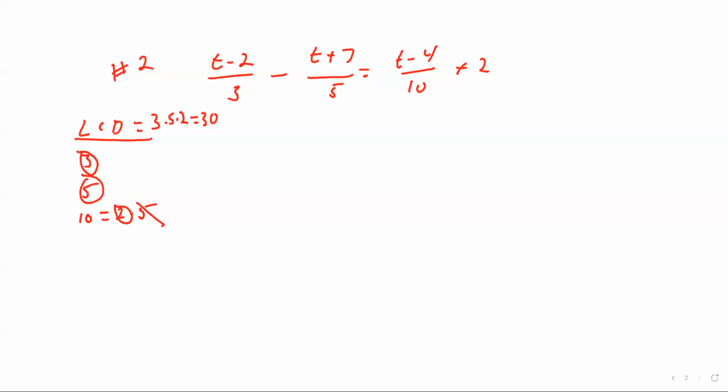So I'm actually not going to even focus on what do I need to multiply 3 by to make it 30. That's what you would do if you were just adding or subtracting two fraction expressions. In an equation, I'm actually just going to multiply the entire equation by the least common denominator.